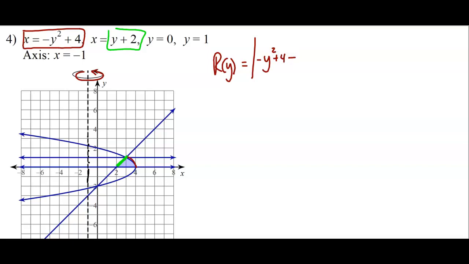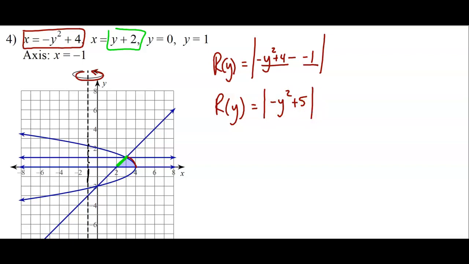minus the equation of the axis of rotation. So what is the equation of this axis of rotation? Well, hopefully you know it's x equals -1, but they are kind enough to just tell you right there. So we're rotating it around the line x equals -1. So it's the line farthest away from the axis of rotation minus the axis of rotation, so minus a -1. We can go ahead and simplify that, and we're going to get -y² plus 5.